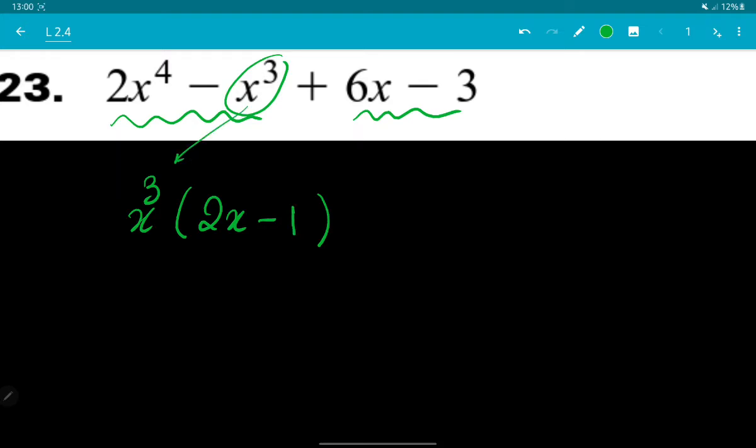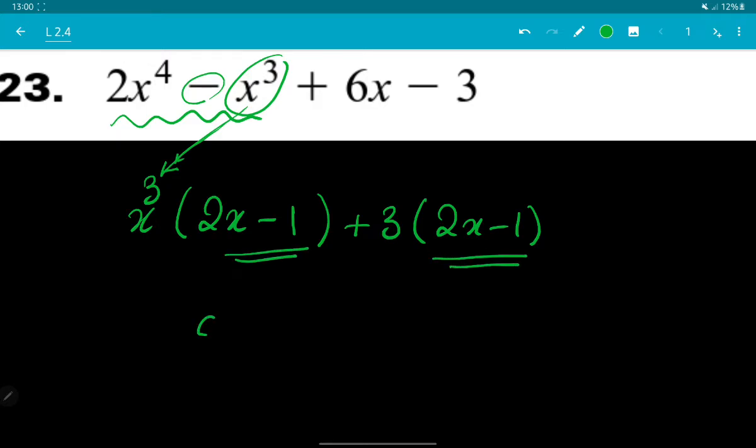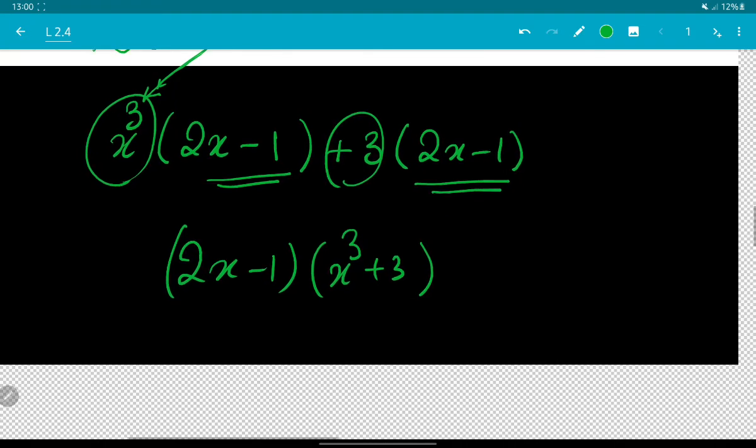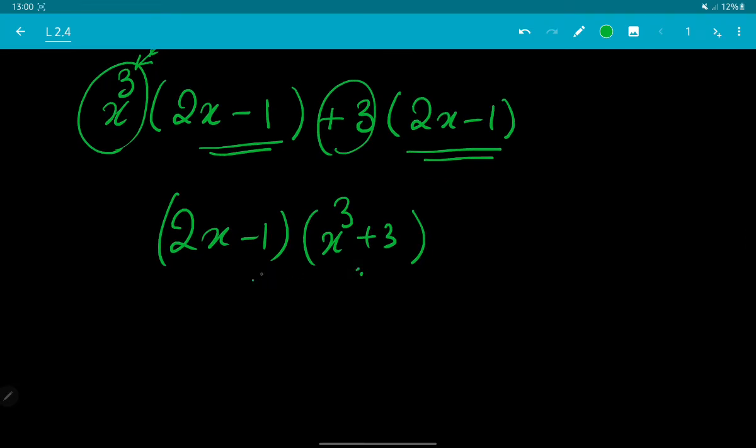X power 3 is all outside. So x power 3 divided by x power 3, this will leave you 1 inside. And it's negative because this sign is negative. Then plus, because this is plus. 6x minus 3, what's the common factor between them? You can divide them by 3, leaving inside 2x also minus 1. Now you have the same bracket, 2x minus 1 in the first bracket, and the second bracket x power 3 plus 3. Can you go further and factorize one of them? No. So this is the completely factorized form of the question.